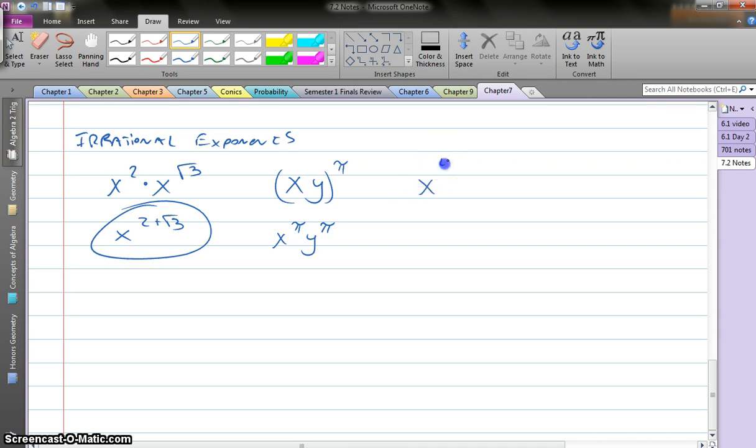What about x raised to the 4 root 2 over x to the root 2? Well, again, we're subtracting. So x to the 4 root 2 minus root 2. They have the same square root, so the top is going to stay on top. 4 root 2 minus 1 root 2 is 3 root 2. So that's how we deal with irrational exponents.